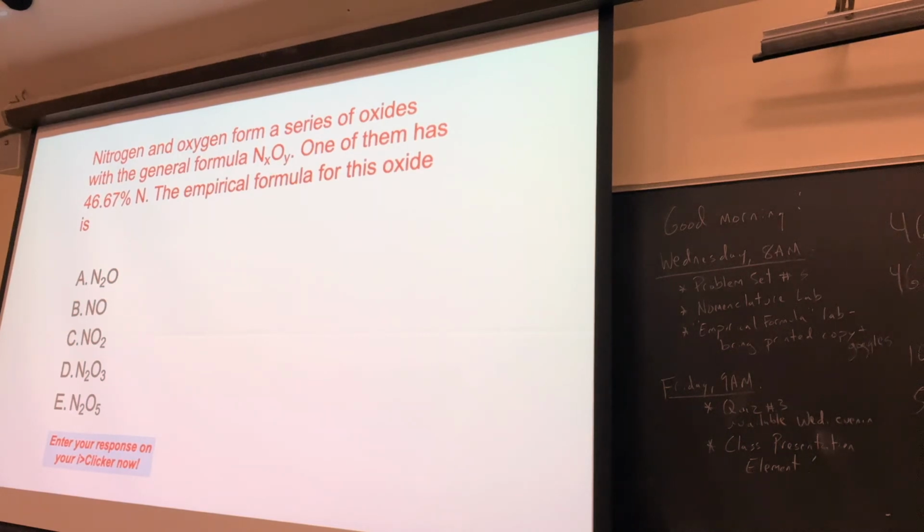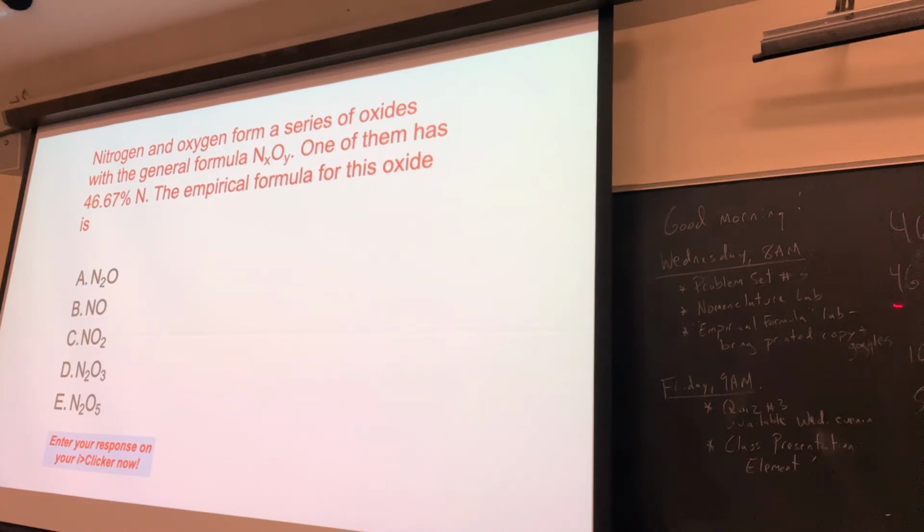For a problem like this, turn your percentages into grams. I would assume just 100 grams. So that means you'd have 46.67 grams of nitrogen, and 100 minus 46.67 means that you have a percent oxygen, the other component here, of 53.33% oxygen, and that would be 53.33 grams of oxygen. Formulas like this are based on moles. So the next thing you want to do is just turn the grams into moles.